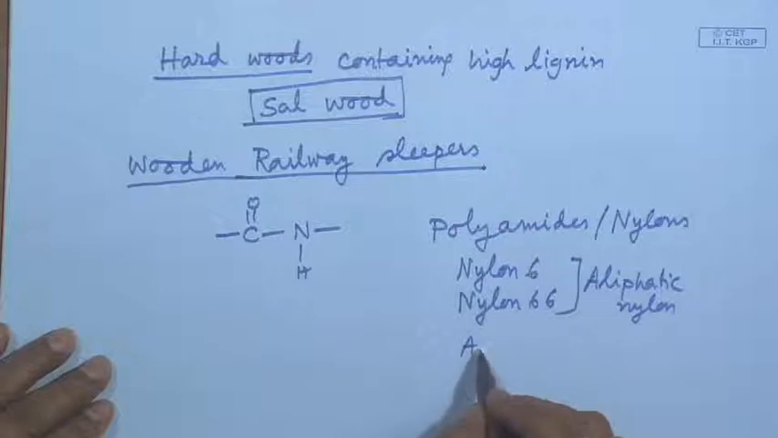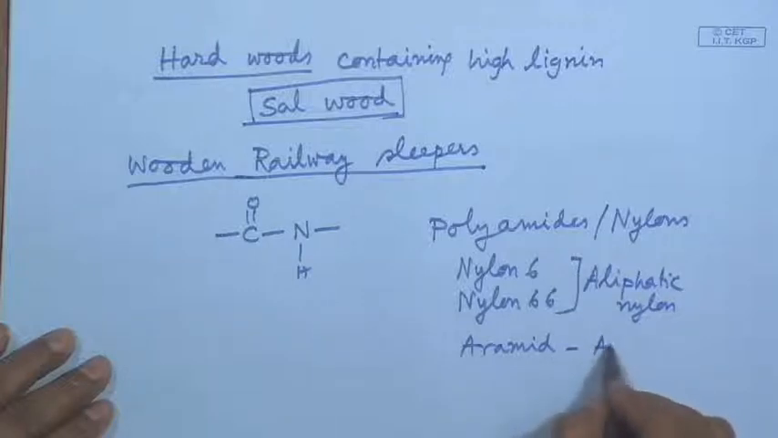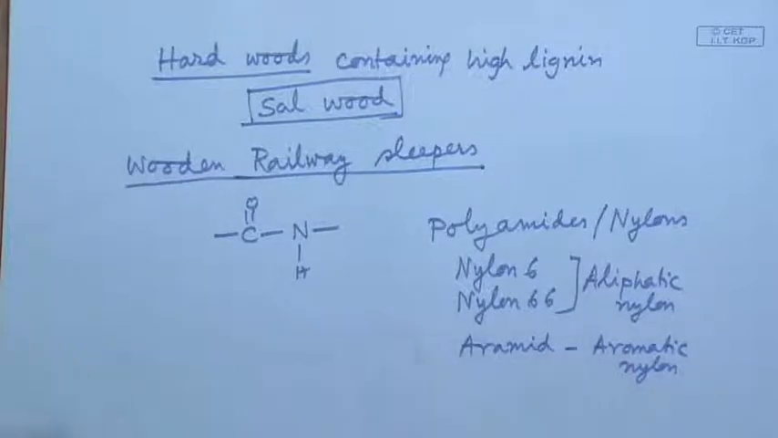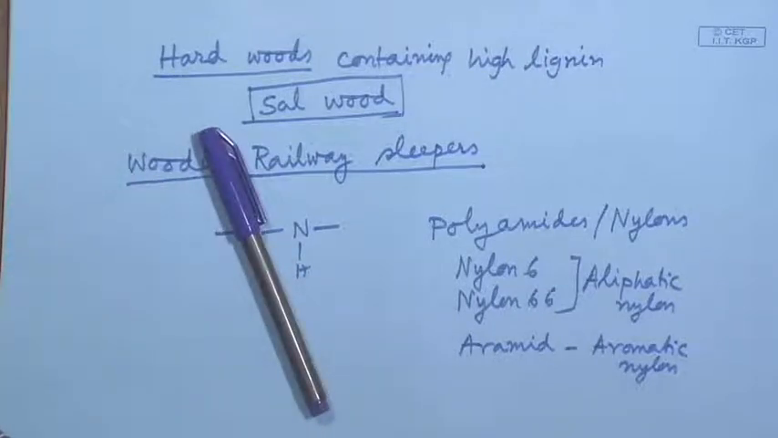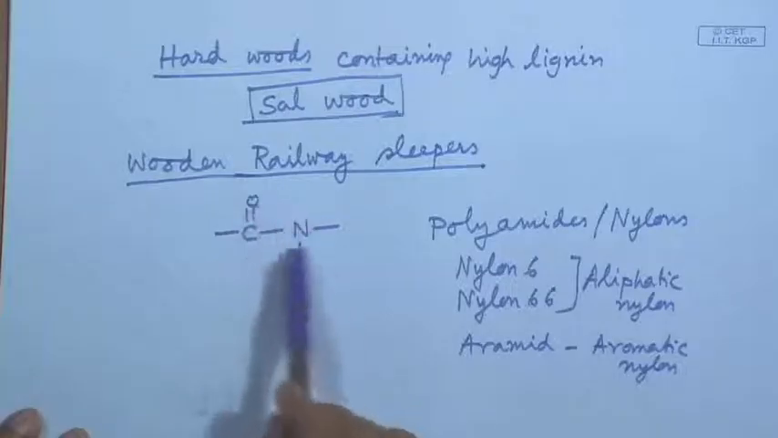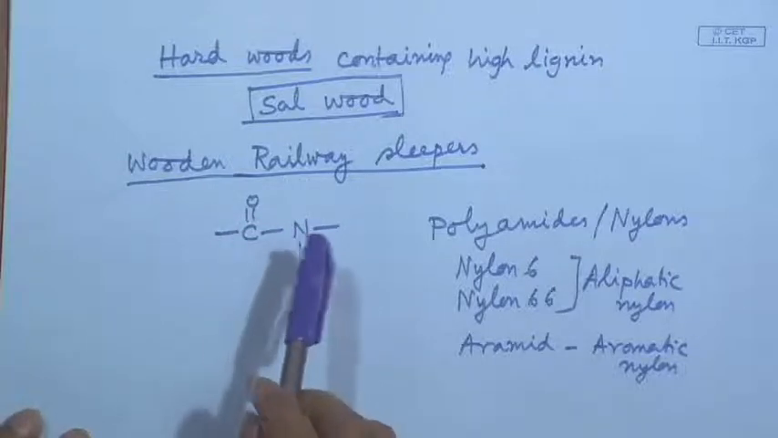There can be aramid, which is aromatic nylon. Now, aliphatic nylon degrades faster than aromatic nylon. So, these nylons are in general known as polyamides because of the presence of this amide linkage, which is similar to the peptide linkage in proteins.